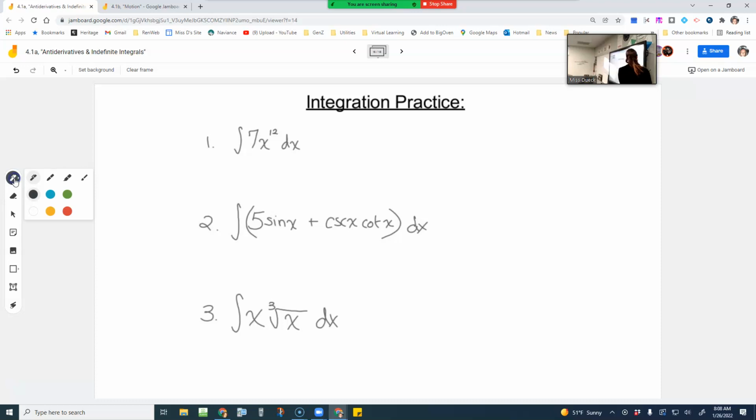7 just gets to chill, right, cool kids? The coefficient, the 7's just going to hang out for the ride, or be along for the ride. I'm going to go ahead and get my other marker because I don't like that one. Okay, cool. Equals 7. Woohoo!